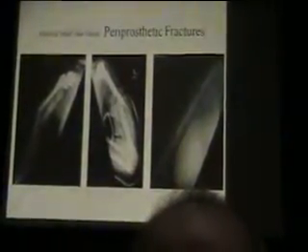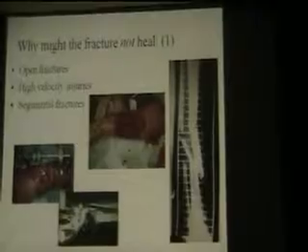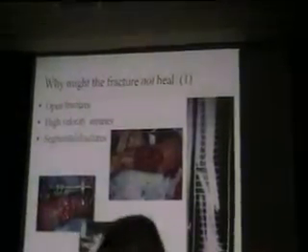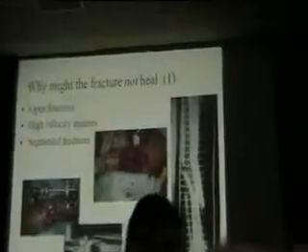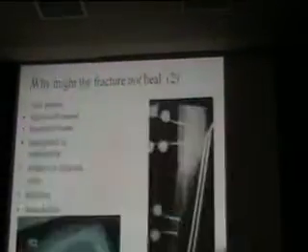Periprosthetic fractures may have insufficient capacity for bone healing. So why might the fracture not heal? Bone fractures we discussed: high velocity injuries, segmental fractures, the two fractures above and below, and following the first point, a fragment removes part of the bone. These are fractures which might not heal.